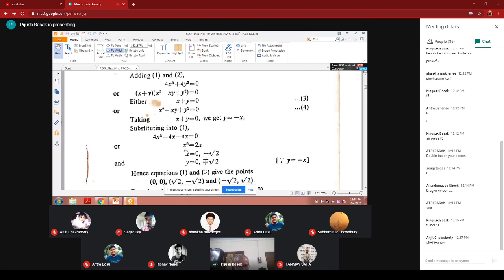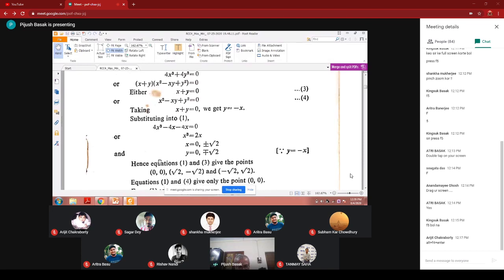So we get 4x cube minus 4x minus 4x. From there we get x cube is equal to 2x. So here it gives x equal to 0 or plus minus root 2. This much you know. There is no problem, but we cannot cancel x. So either x is equal to 0 or plus minus root 2. It can be done by factorization. And also we get y is equal to 0 or minus plus root 2, because y is equal to minus x.